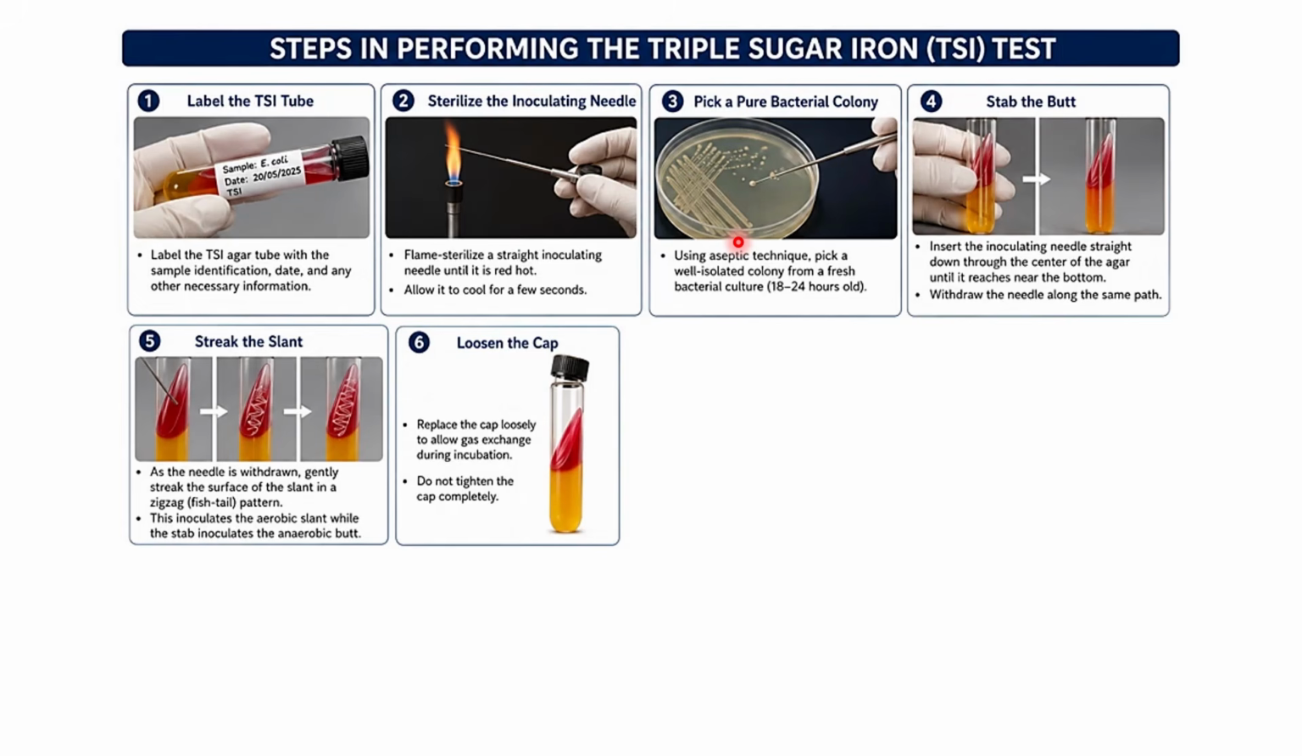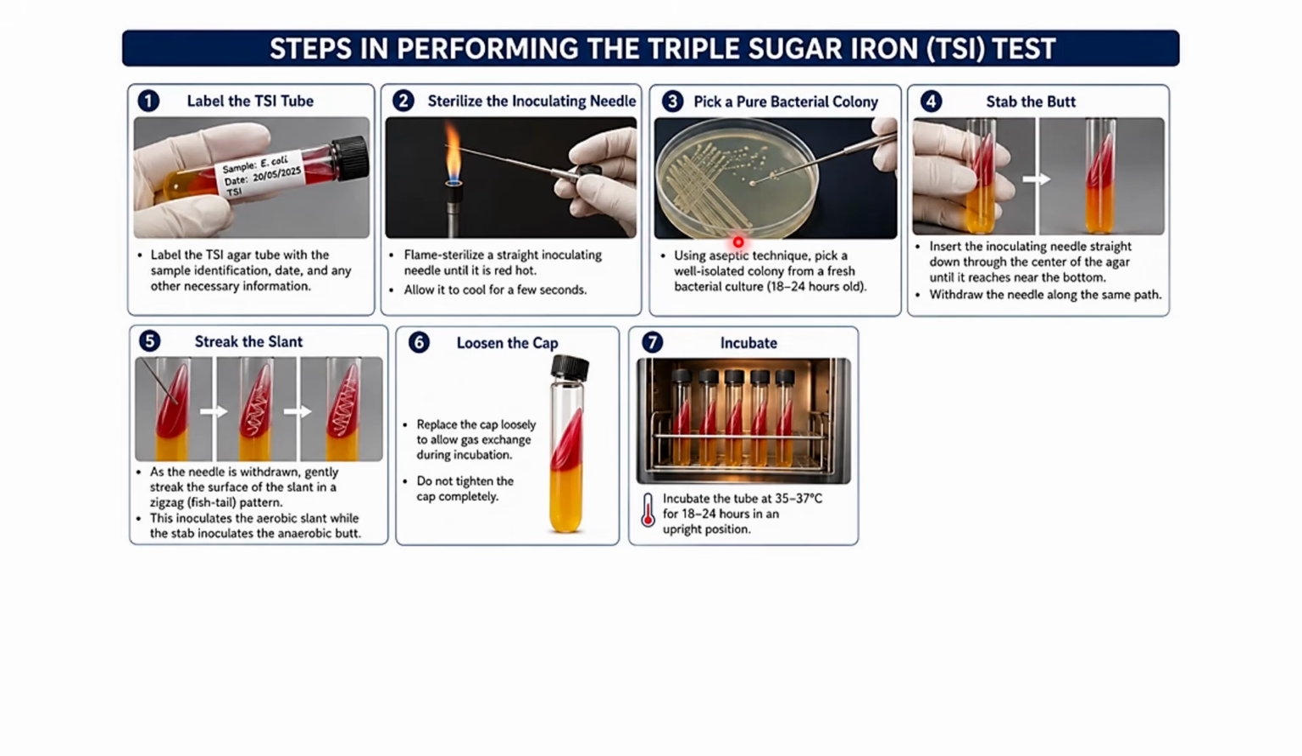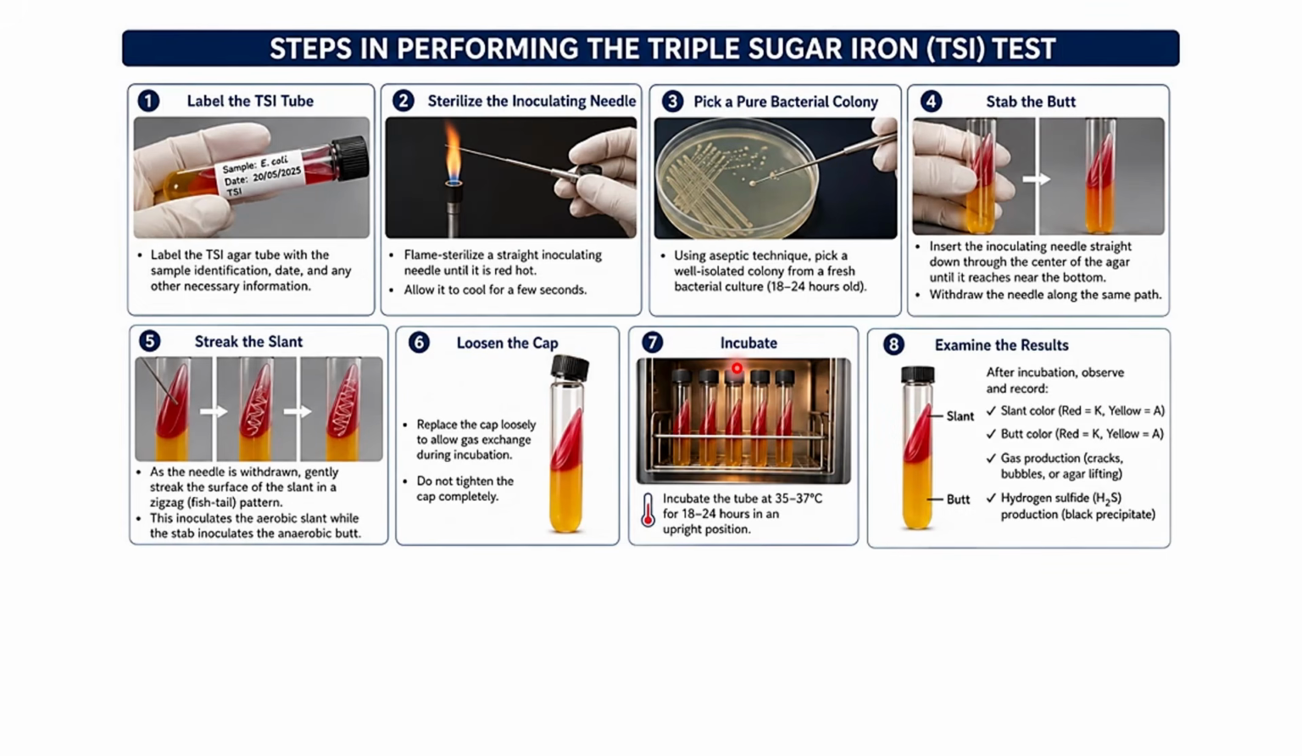Once we are done with this, we then cap the screw tube loosely to allow exchange of gas during incubation. We then incubate the inoculated medium at 35 to 37 degrees Celsius for 18 to 24 hours in an upright position as shown here. And finally, we then examine the results.